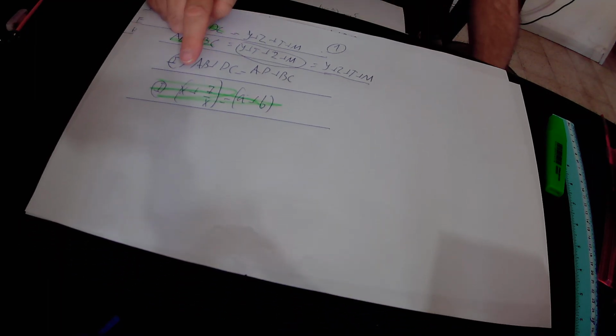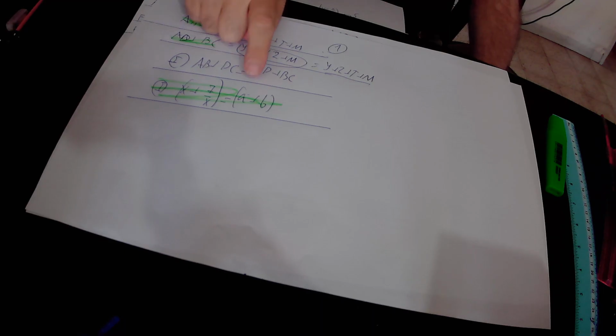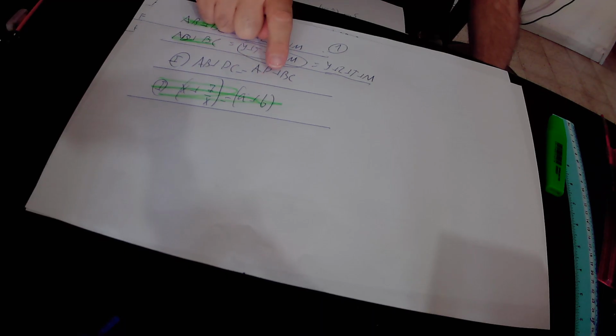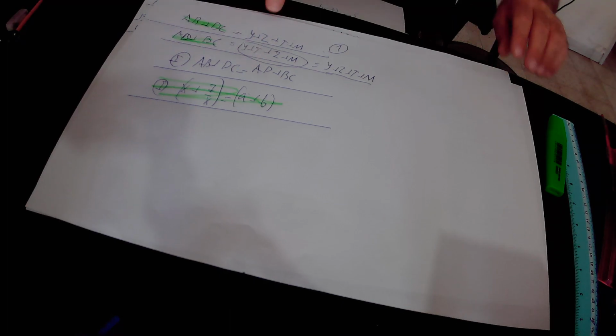AB equals X according to what is given in the problem. DC equals 7 over X, also according to what is given. AD equals A according to our definition. BC equals B according to our definition also. So according to equation 1, we actually found out that X plus 7 over X equals A plus B.